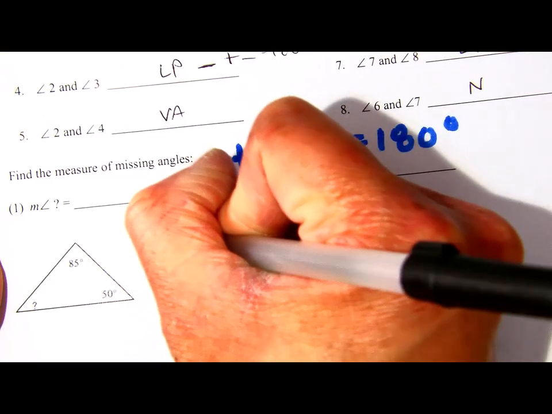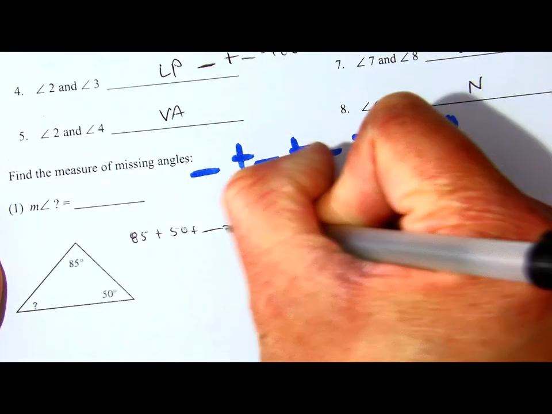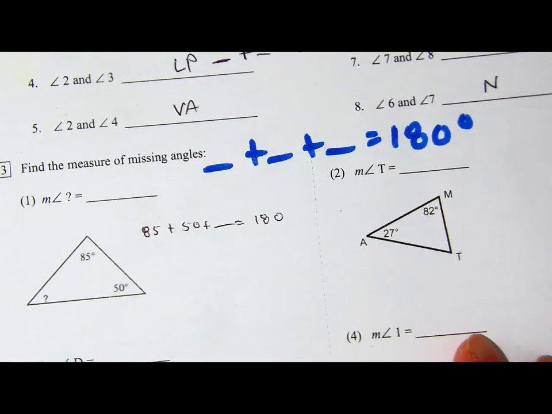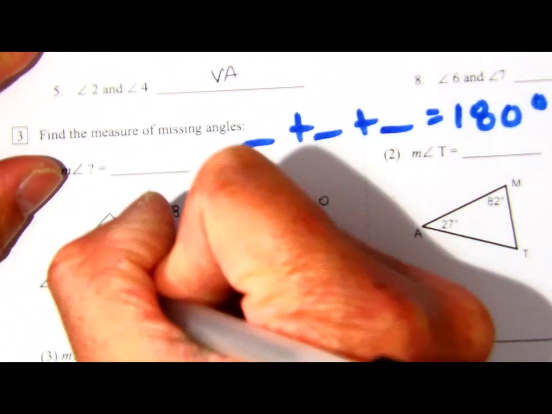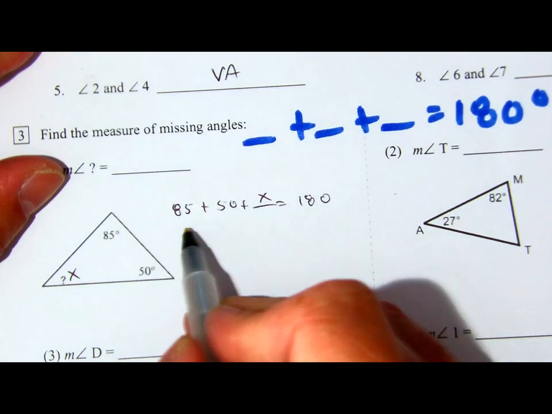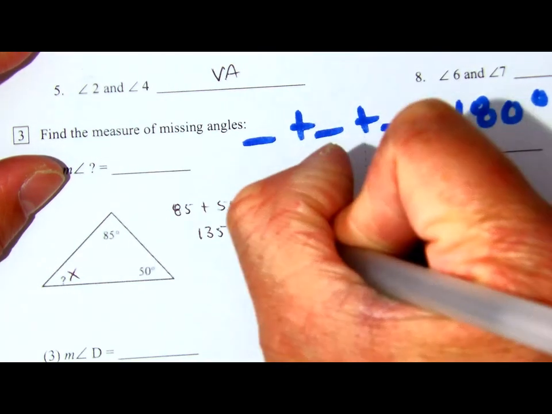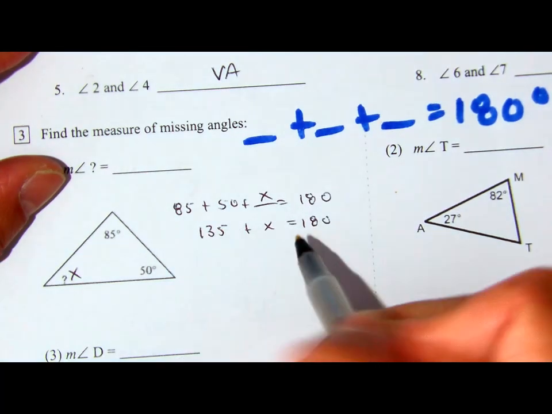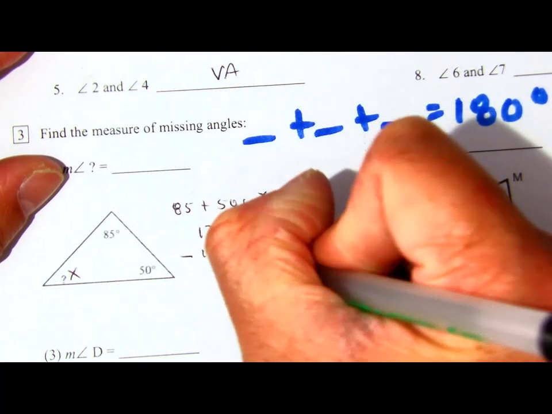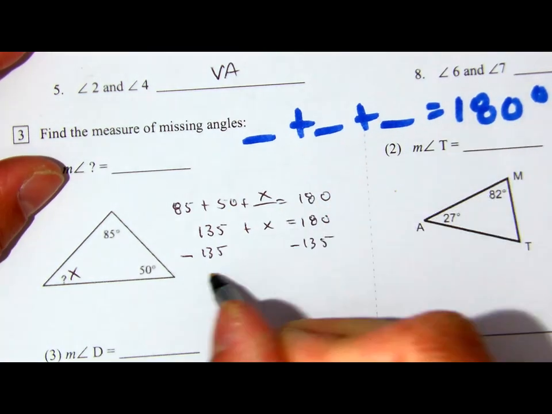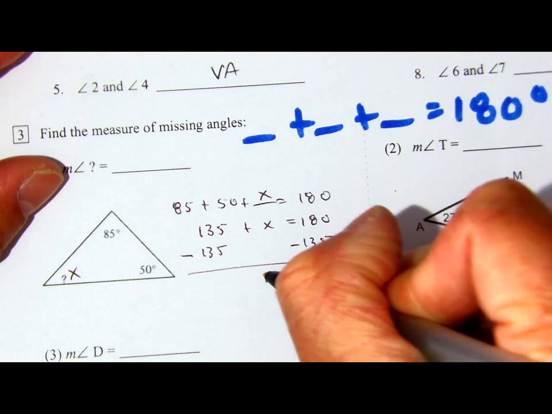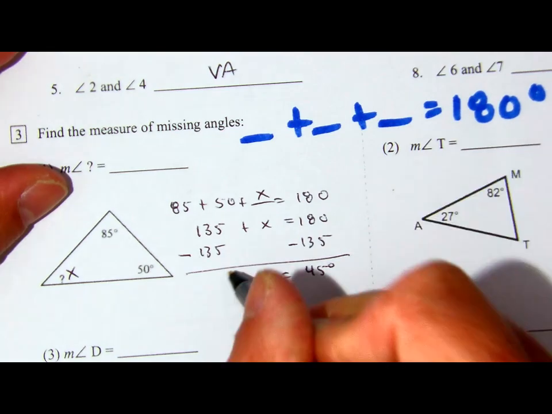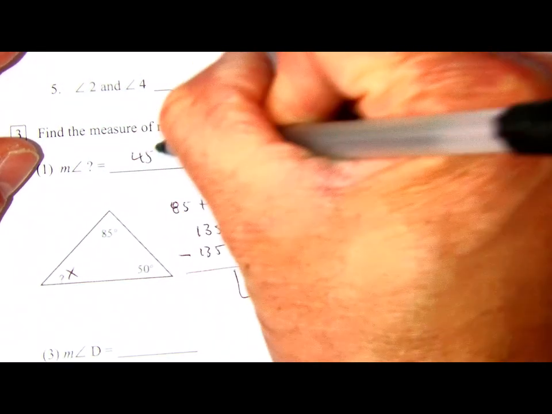So 85 plus 50 plus blank equals 180. In math, we use variables, so I'll just put x. Add those together, 135. This is a positive. To move it across, you're going to have to do the opposite, which is negative. X is equal to what? 45 degrees. The answer is 45.